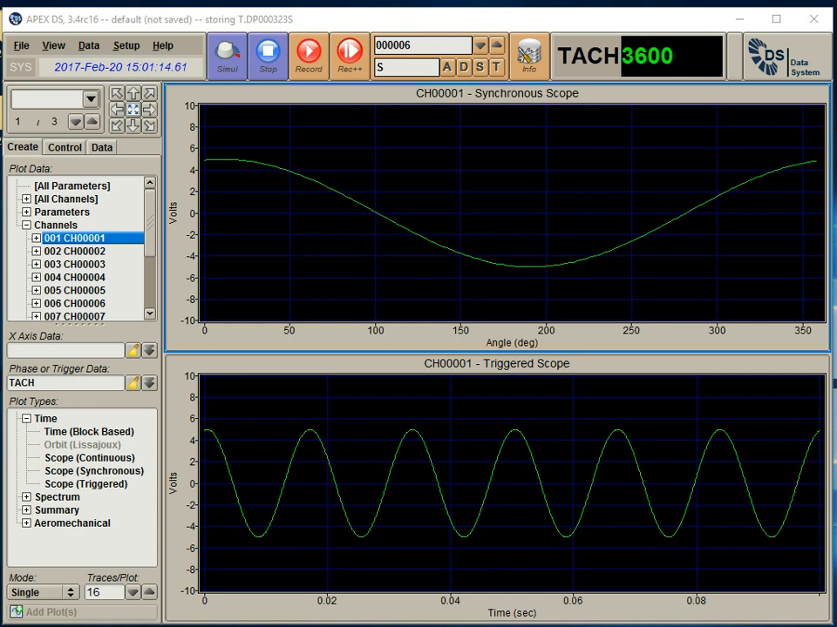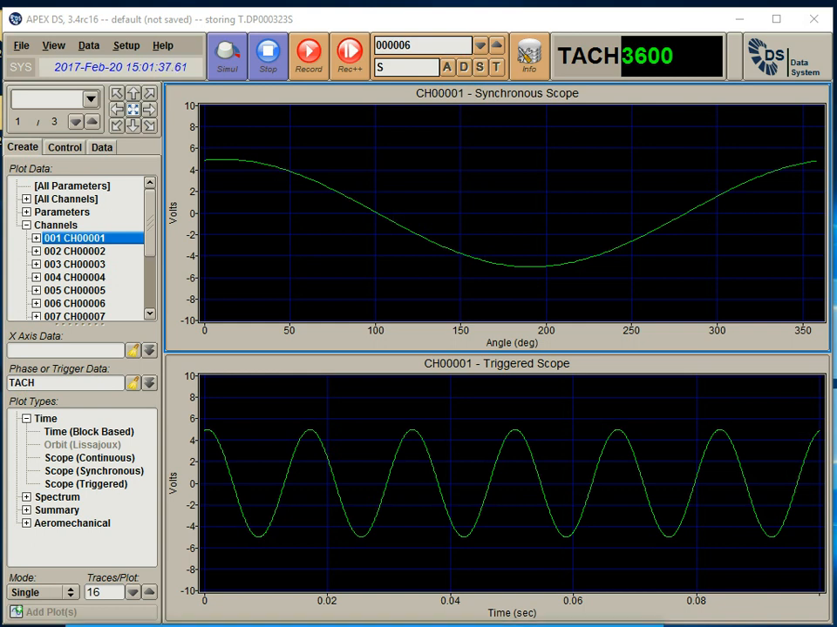We talked about the technical aspects of the triggered and the synchronous scopes and how they work under the hood and what their function is. But there's a couple other components relating to both of these that have to do more with interpreting the data if you were on test or during replay.